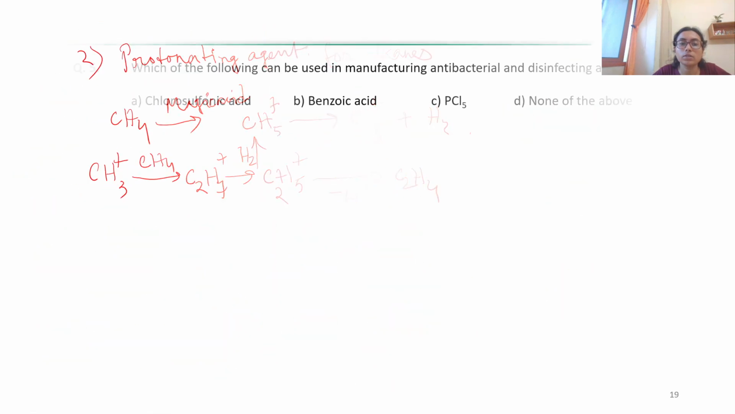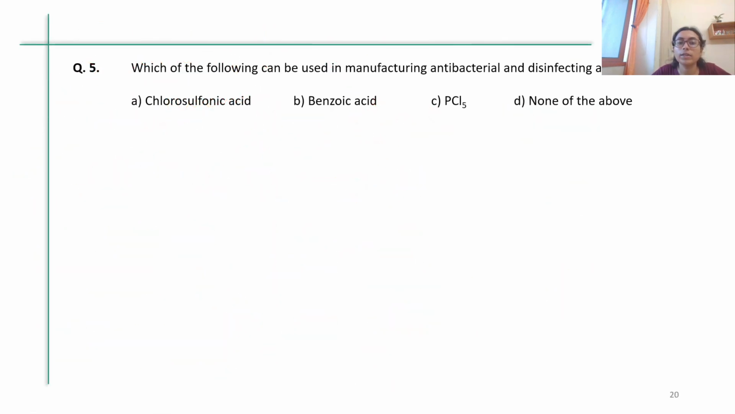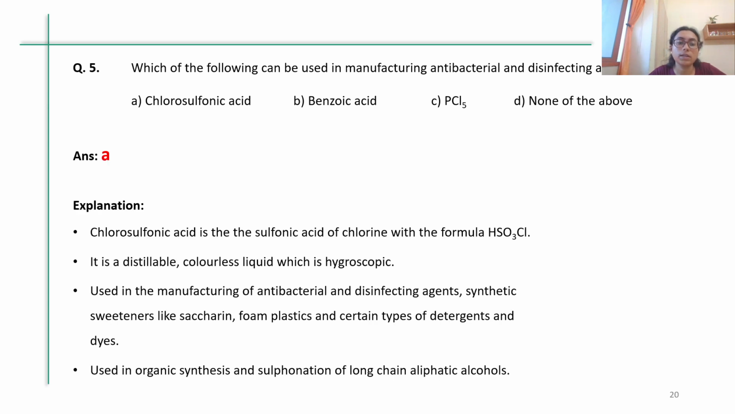Then moving to the next question, which of the following can be used in manufacturing antibacterial and disinfecting agents? Chlorosulfonic acid, benzoic acid, PCl5, none of the above. The correct answer is chlorosulfonic acid. Why? Because it is the chlorinated acid of sulfonic acid with the formula HSO3Cl. When sulfonic acid reacts with chlorine, it produces chlorosulfonic acid. It is a distillable colorless liquid which is hygroscopic.